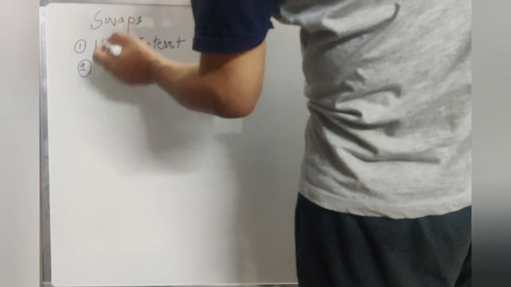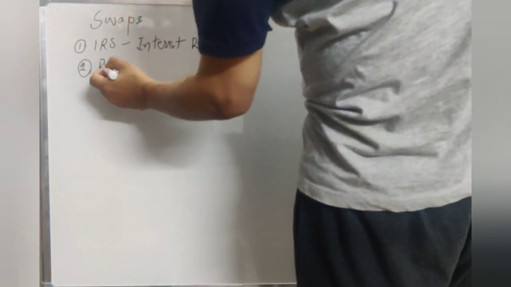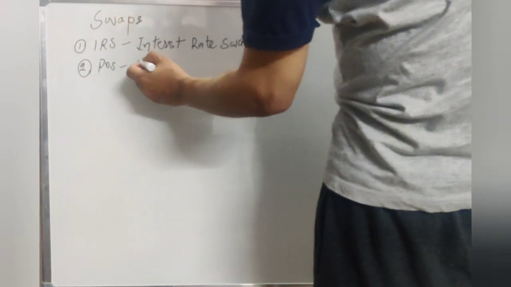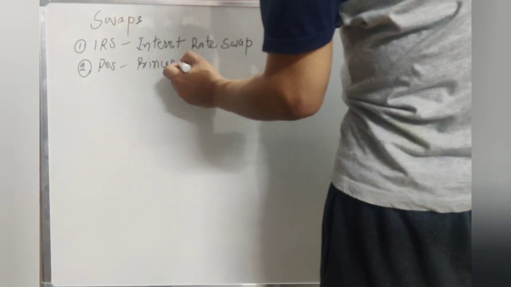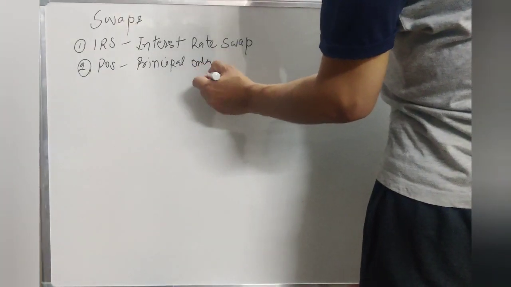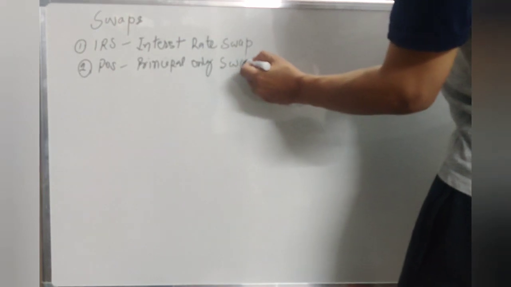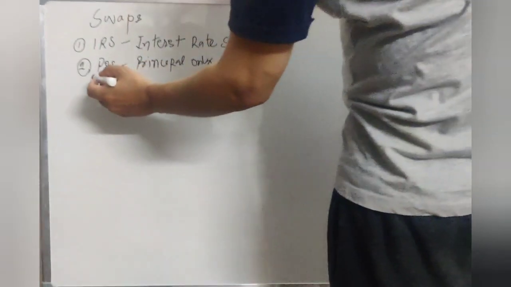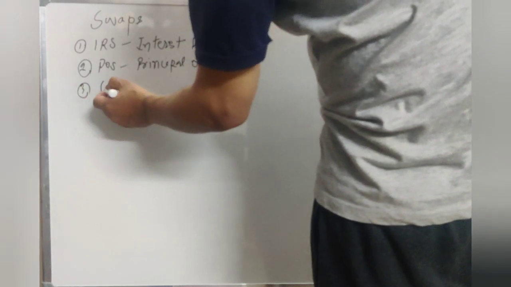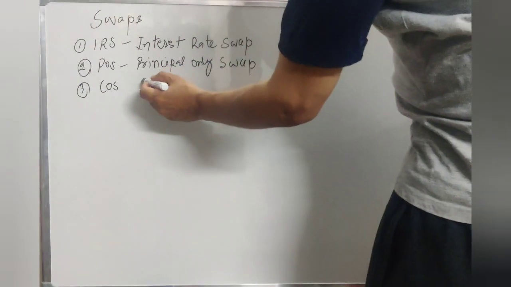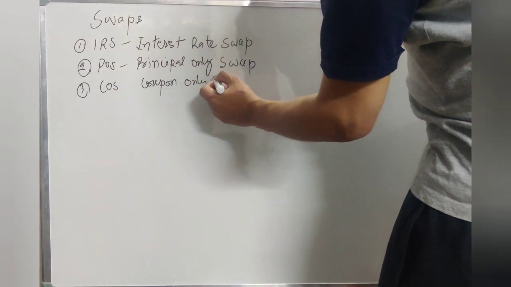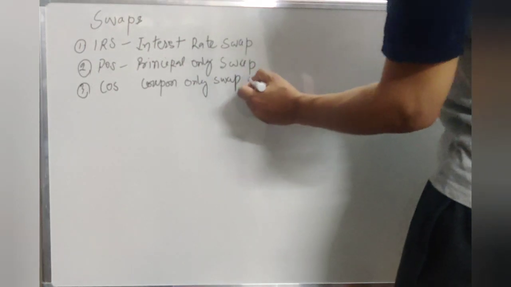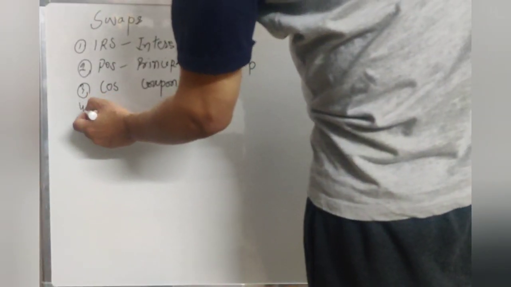The first is IRS, that is interest rate swaps. Second is POS, that is principal only swaps. And the third is COS, that is coupon only swap. In the coupon only swap, only the coupon has been exchanged on periodic basis. And the fifth is the cross currency swap.